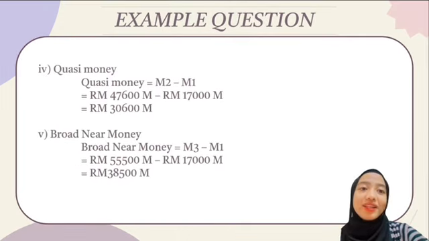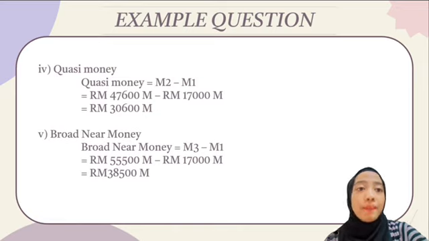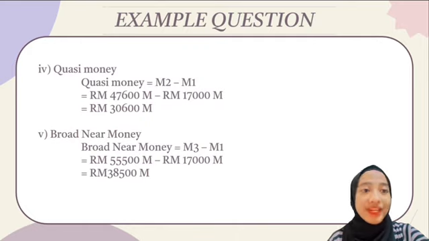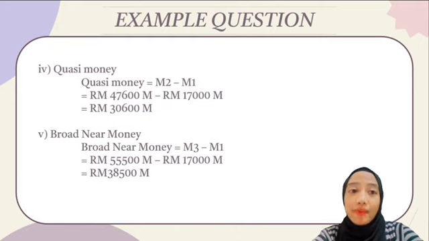Next, kita nak cari kuasi money. So, formula untuk kuasi money M2 minus M1. So, 47,600 kita tolak dengan 17,000, so kita akan dapat 30,600. Last, kita nak cari broad money. So, formula untuk broad money M3 minus M1. So, 55,500 tolak dengan 17,000, so kita akan dapat 38,500.